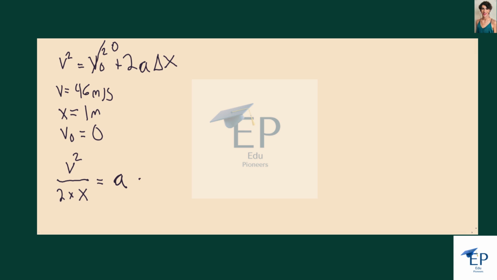The math on that is: we want 46 meters per second squared, which gives us 2,116 meters squared per second squared, because we squared that. The units need to be squared too. That's going to be over 2 times 1 meter, which is just 2 meters. So the units are meters squared over seconds squared divided by meters, which gives meters per second squared. That's great, that's an acceleration unit. 2,116 divided by 2 gives us 1,058 meters per second squared.